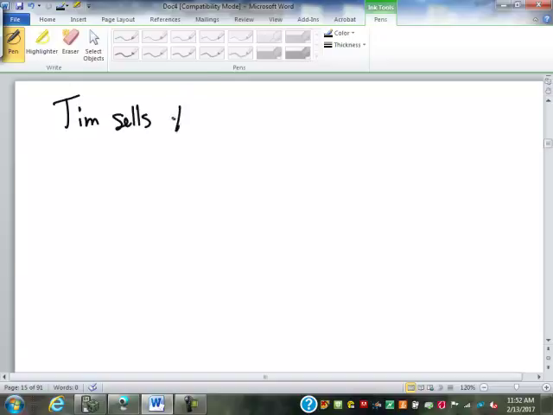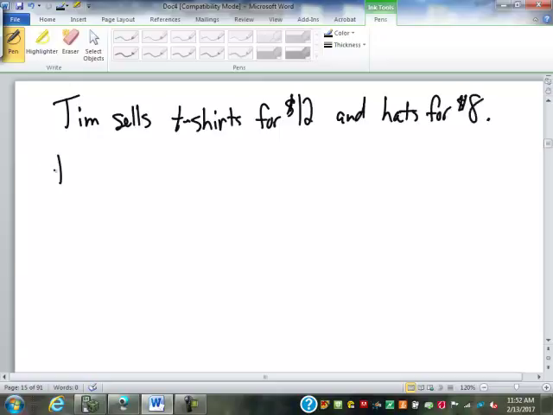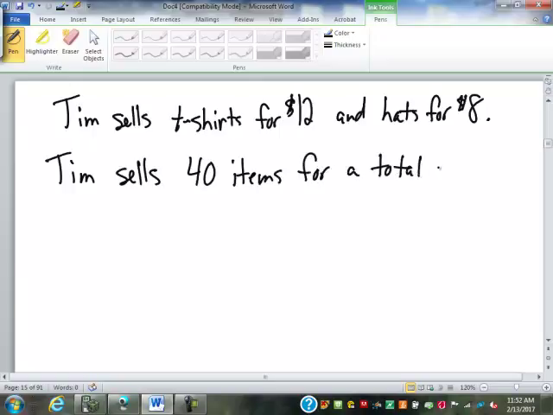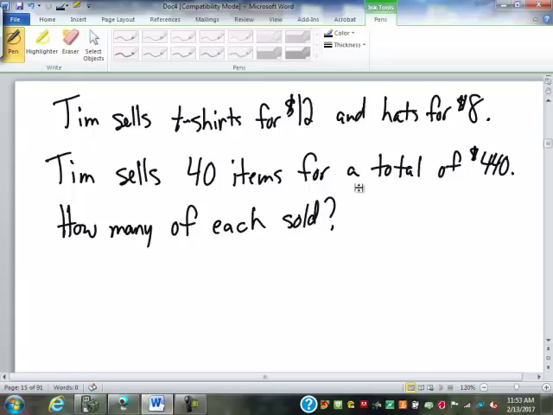Tim sells t-shirts for $12 again, and hats for $8. Tim sells 40 items for a total of $440. How many of each did he sell? I'm just going to say how many of each sold.